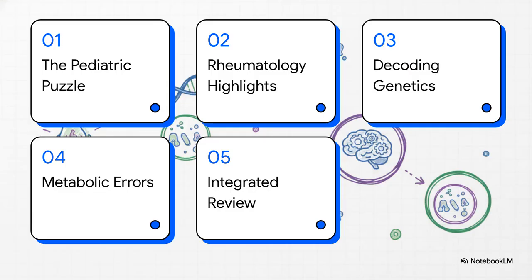So here's our game plan. We'll start by setting the stage with what I call the pediatric puzzle. Then we'll dive into the absolute highlights of rheumatology. After that, we'll decode some core genetic principles, learn a really systematic way to approach metabolic errors, and then at the end, we'll pull it all together in a super high-yield review.